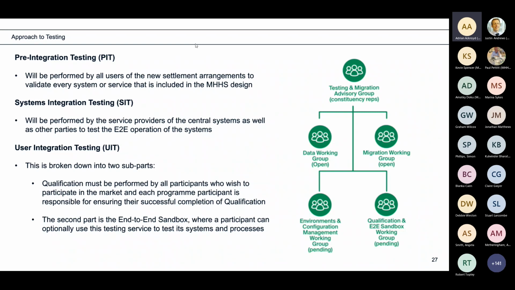Now the SIT testing phase will encompass functional, end-to-end. There'll be an element of non-functional testing in there. Operational testing, and also this phase was not included in the original Ofgem timeline, a migration test phase, where we can ensure that the willing participants can migrate their MPANs from the old settlement system to the new settlement system.